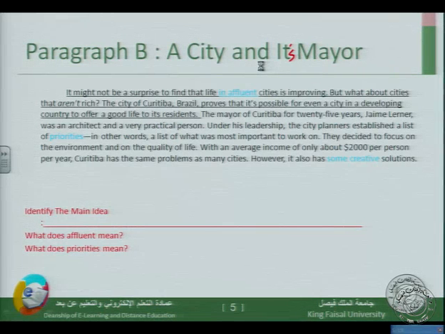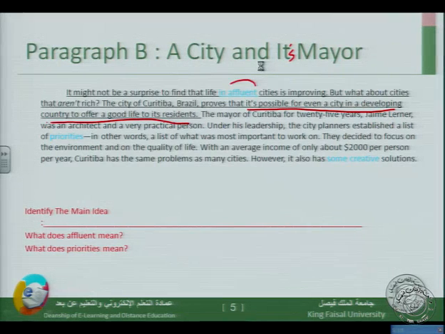It might not be a surprise to find that life in affluent cities is improving, but what about cities that are not rich? The city of Curitiba, Brazil, proves that it is possible for even a city in a developing country to offer a good life to its residents. So we're talking about the possibility of even a city in a developing country to offer a good life to its residents. So here is the main idea. We're talking about the possibility of having a city in a developing country like India or Nigeria to offer a good life to its people, to its residents.